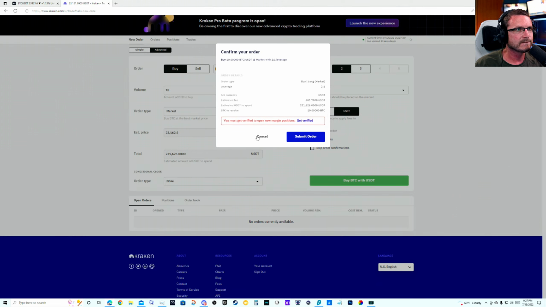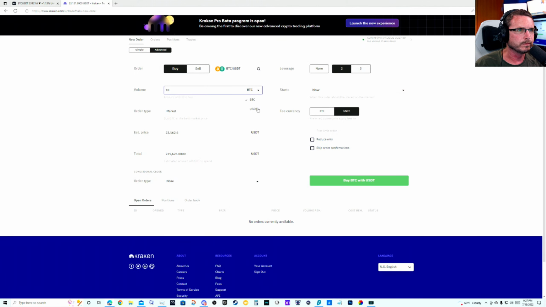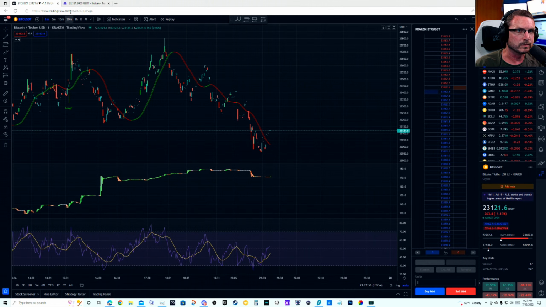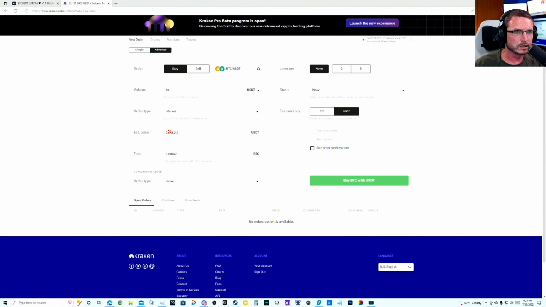Why is it that much? 2 to 1 fee estimated to spend. Why is it trying to send that much? That's not going to work. Oh, there we go. Let's just use no leverage. Maybe that's the problem. I don't know. Market order. Let's see if it'll work.